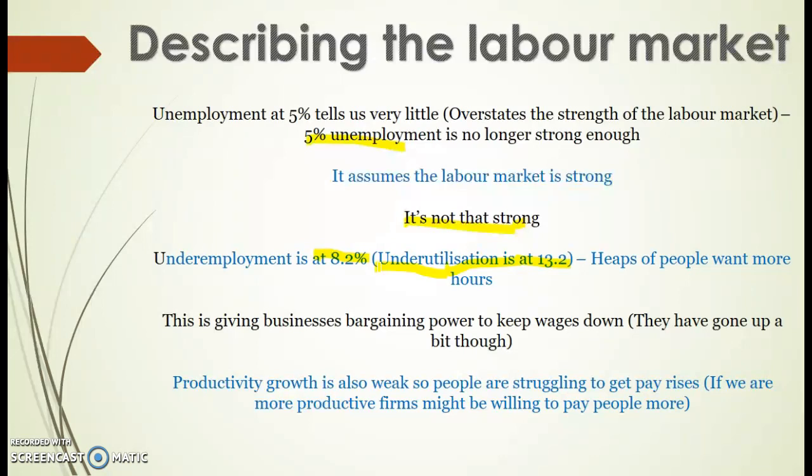In other words, there's heaps of people that want more hours. This is giving businesses bargaining power to keep wages down, so they've gone up a little bit, but they haven't gone up by much. And the other reason why wages are going up slowly is productivity growth is weak. If we are becoming more productive, then firms are willing to give pay rises, but at the moment we're not really increasing our productivity. So productivity growth is generally associated with wages going up because firms can afford to do so and still keep their real unit labour costs down. But at the moment we're not being very productive, so firms are not willing to increase wages. So that's your snapshot of what the labour market's doing at the moment.